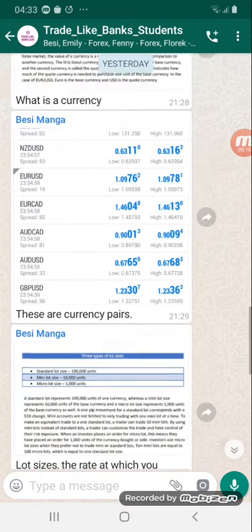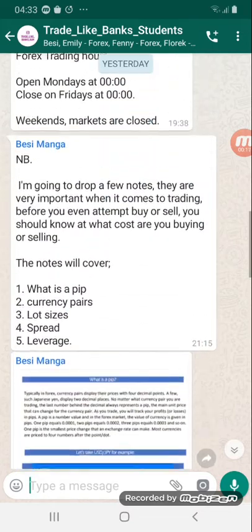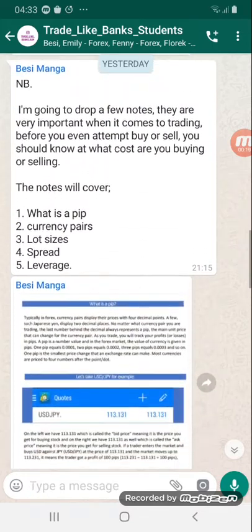We're going to be talking about the notes that I sent you earlier: pips, currency pairs, lot sizes, spread, and leverage. So what is a pip? A pip is the measure of price movement in a currency pair.